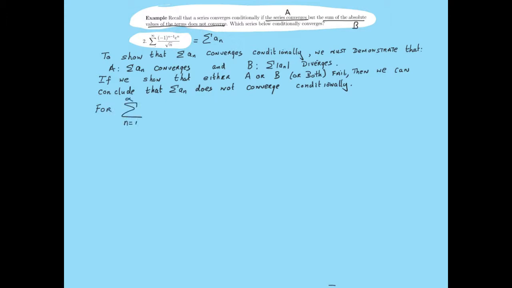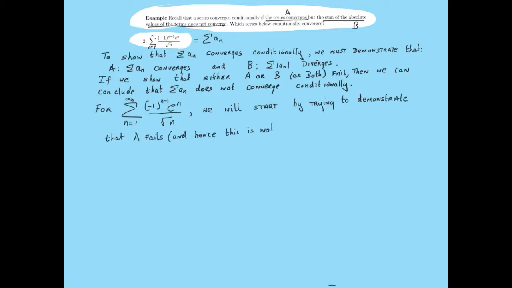For this series, my intuition is telling me that the limit as n goes to infinity of e to the n over the square root of n is not equal to 0. So I'm going to start with trying to show that A fails, namely that the series itself diverges, and I'm going to use the divergence test to do this.